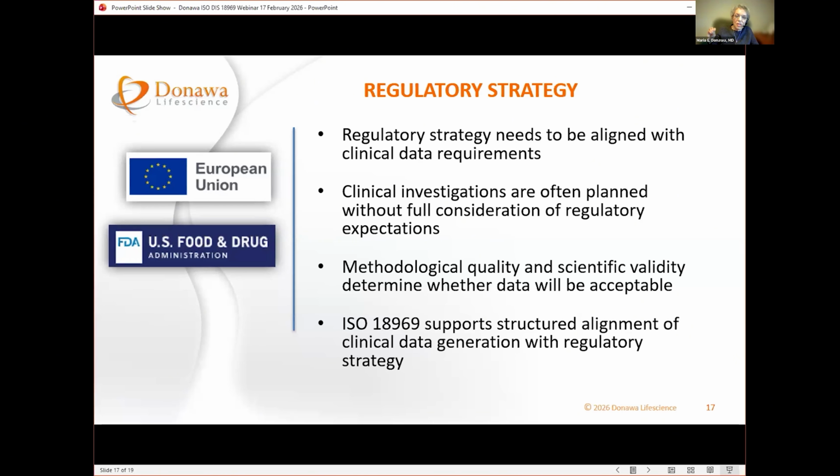Clinical investigations are definitely not always planned considering the regulatory expectations, for all kinds of reasons. It would be very interesting to get into investors and pressure and timelines. This is the third point, though, that is something very interesting.